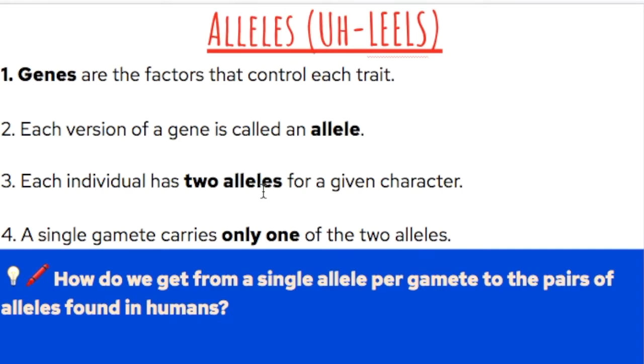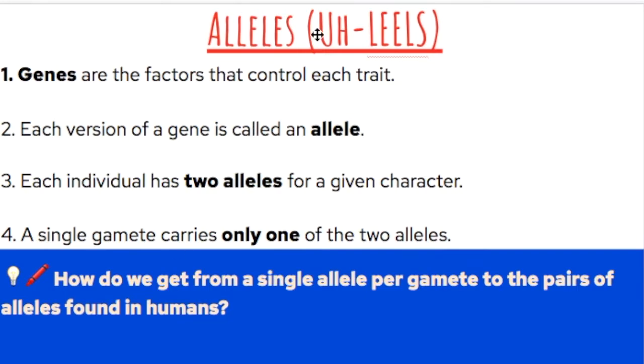A single gamete, you remember what a gamete is, sperm or egg, only carries one of each of those alleles. So one sperm might carry the blue-eyed allele and the egg might carry the brown-eyed allele. So how do we get from a single allele per gamete to the pairs of alleles found in humans? Go ahead and think that through. So how did we get from one in each back to two together? What do we call that concept? You just took a quiz on this.